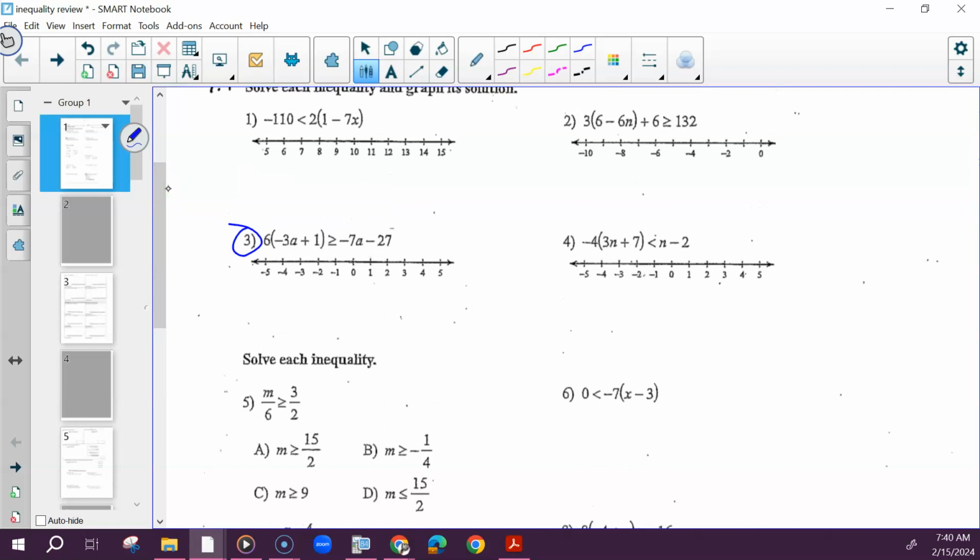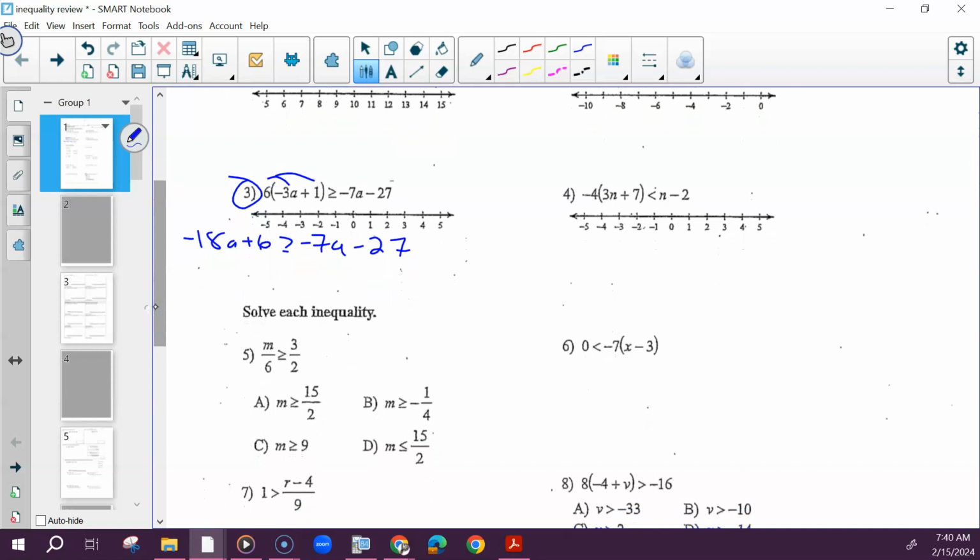Okay. I said this in class, but it doesn't say it on the thing. With all of these, make sure you're practicing your interval notation with the parentheses, the square brackets to infinity. So for this one, distribute the 6. So we have negative 18a plus 6 is greater than or equal to negative 7a minus 27.